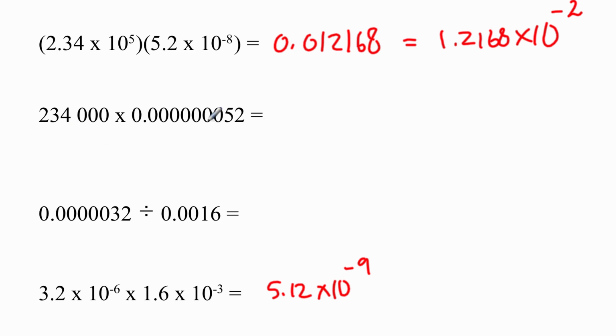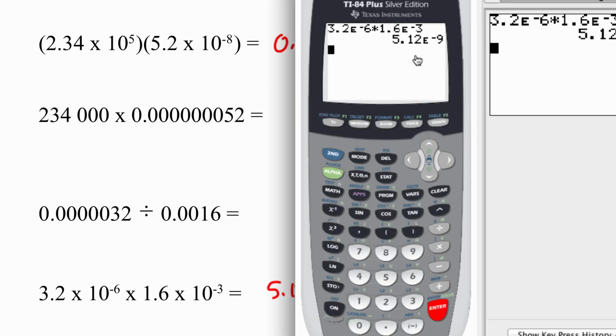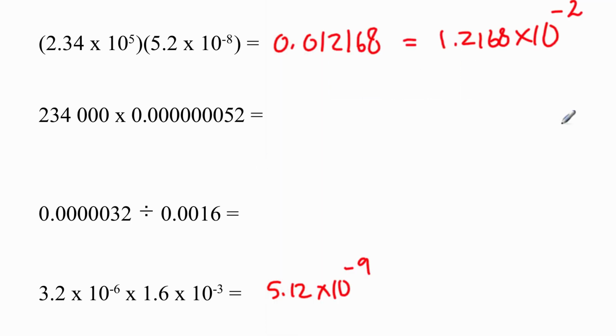Sometimes when you multiply numbers like these ones, you'll get a number on your calculator like you saw in that last one. Let me just pull it up again. So if it comes out looking like this, then you need to identify that as 5.12. The E means times 10 to the minus 9. Okay, so just be careful with that.